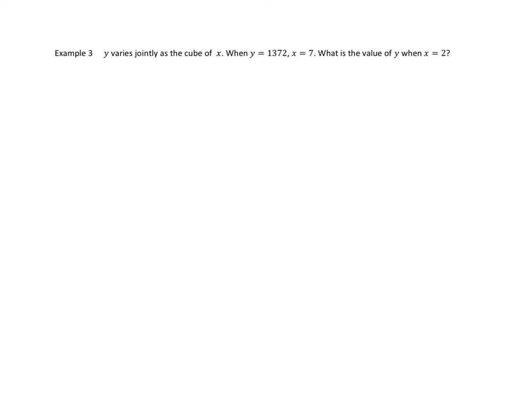What does that mean? Just starting there, I know y is equal to some constant times x means y varies jointly as x. But this terminology of the cube means you have to slightly change this equation. The cube of x means you put a 3 in the exponent. So here y varies directly as x is cubed. So just being careful here, the formula is slightly different.